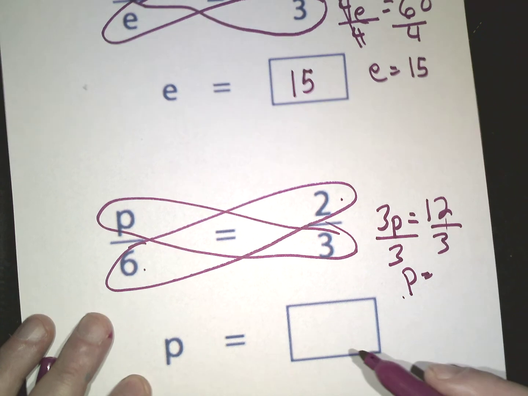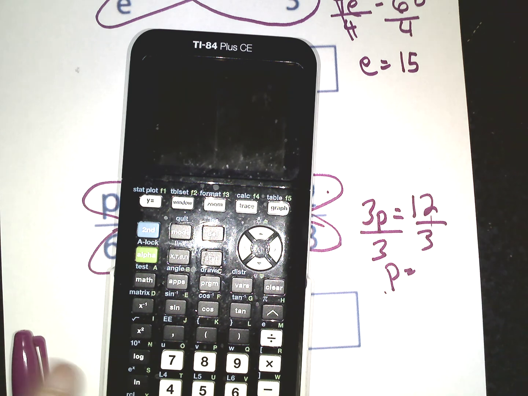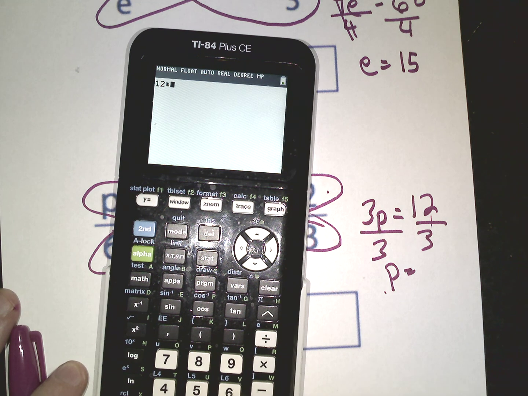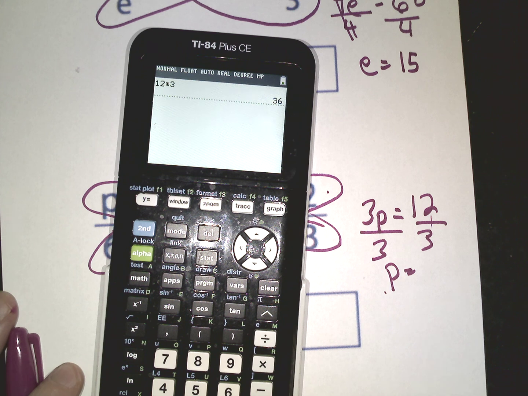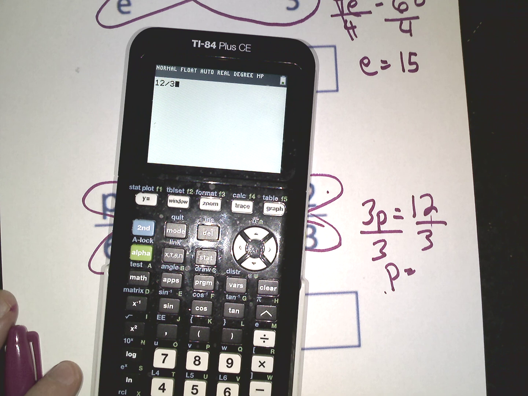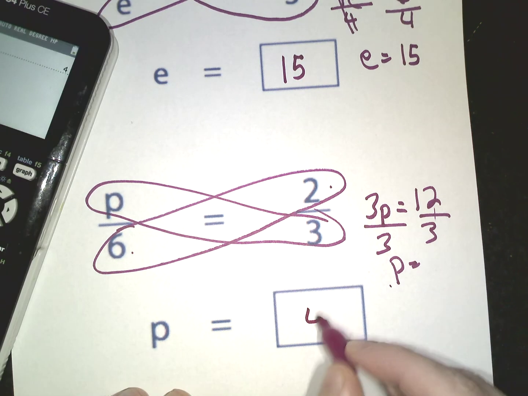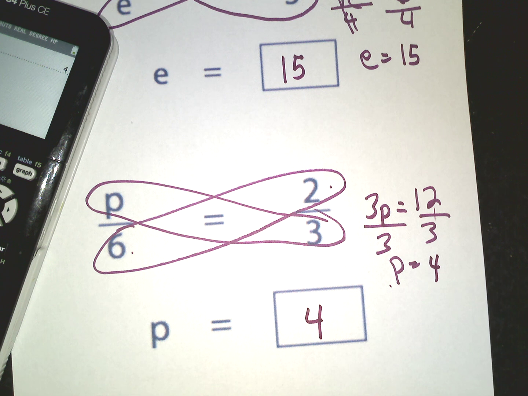If I don't know it, you know what? It's the final exam. Even if I'm sure of it, I'm still going to check my work. Why make a mistake here when I can just do 12 divided by 3? Why not? You have all the time in the world today. 4 is my answer.